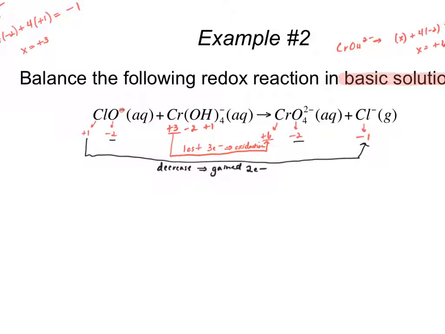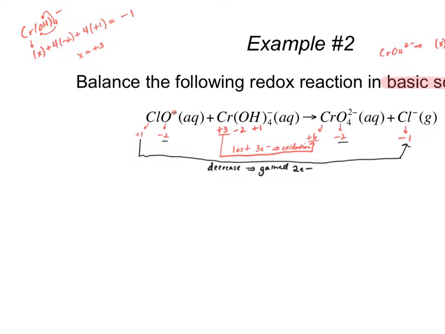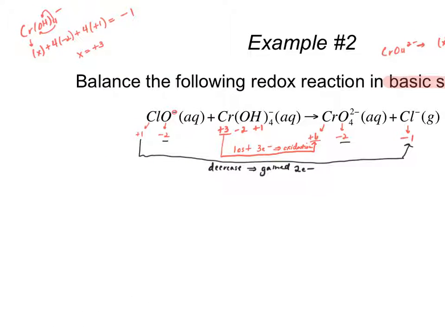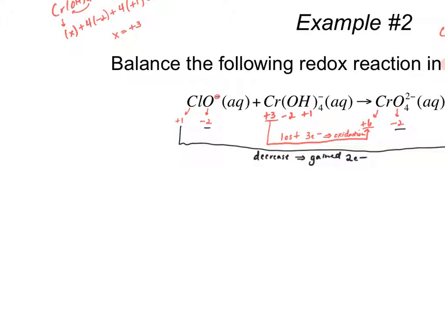Okay, so now we can split up our 2 half reactions. I'm going to write the oxidation over on the left. So our oxidation half reaction, we have Cr(OH)4- going to CrO4 2-. And then again, if we have an oxidation, the electrons are a product, and more importantly, there are 3 of them for this reaction.